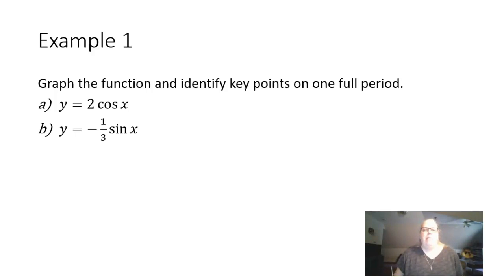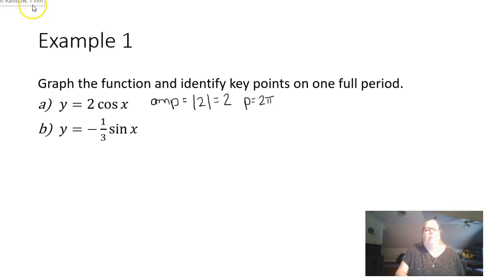Example 1. Graph the function and identify key points on one full period. Part A, y is equal to 2 times the cosine of x. Okay, let's see. The amplitude for this problem is the absolute value of 2, which is going to be 2, and the period is going to be 2 pi.